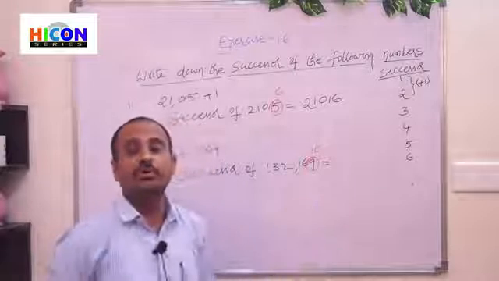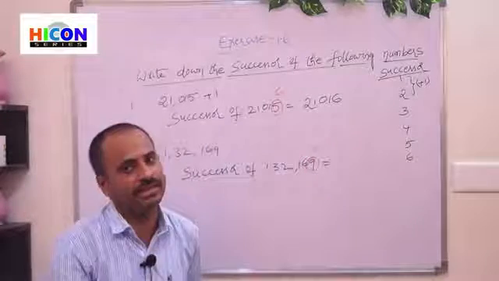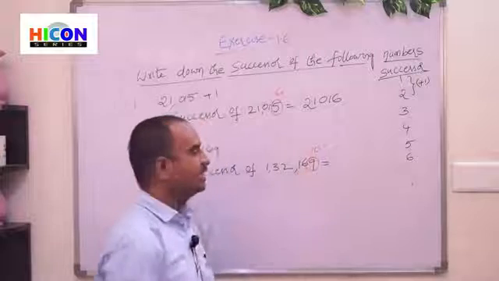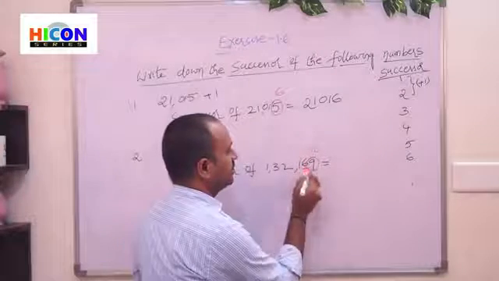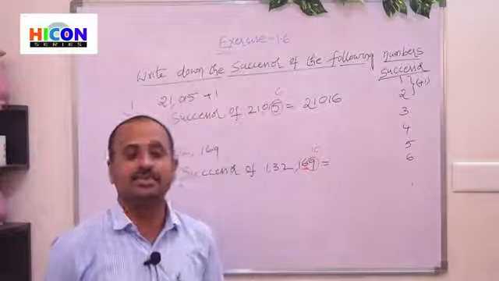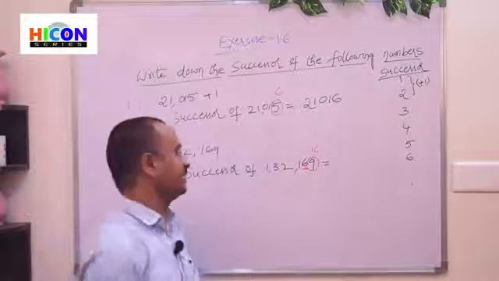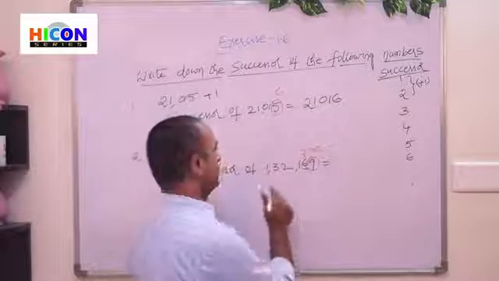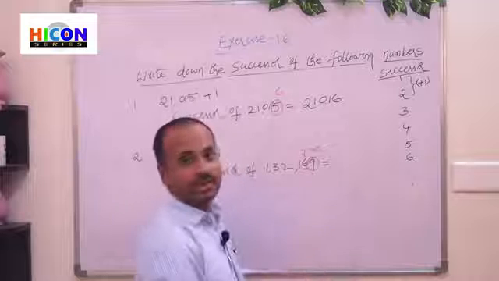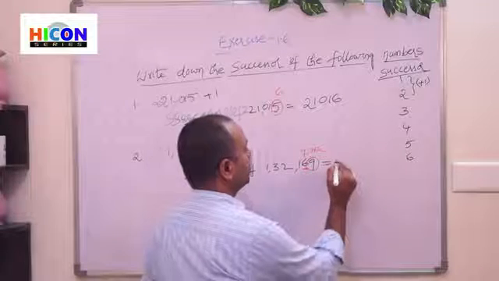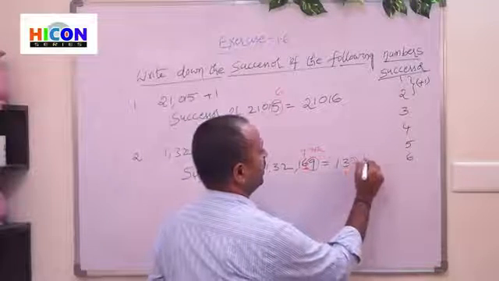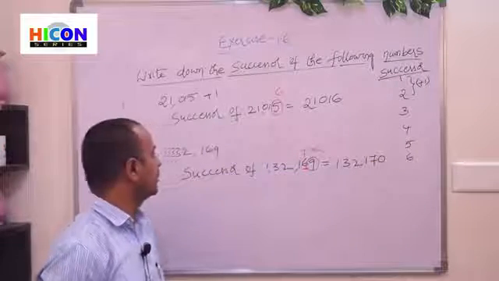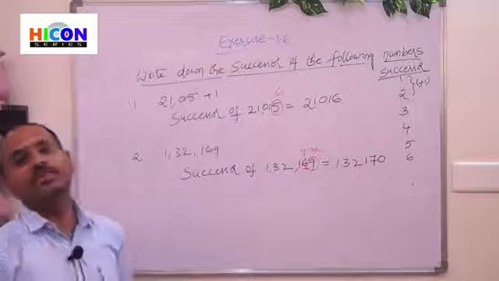So that means we have to increase the tens place. Here we get 10, so increase the digit in the tens place. The digit present in the tens place is 6. Increase it, then it becomes 7. So the number becomes 1,32,170. Children, this is the way how to write the successor of the given number.